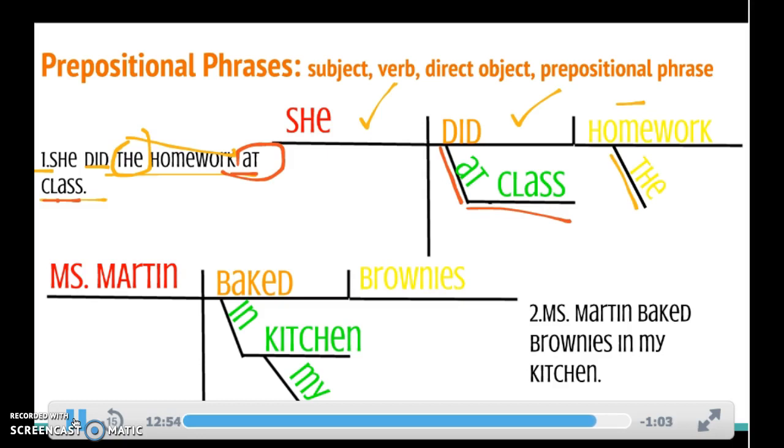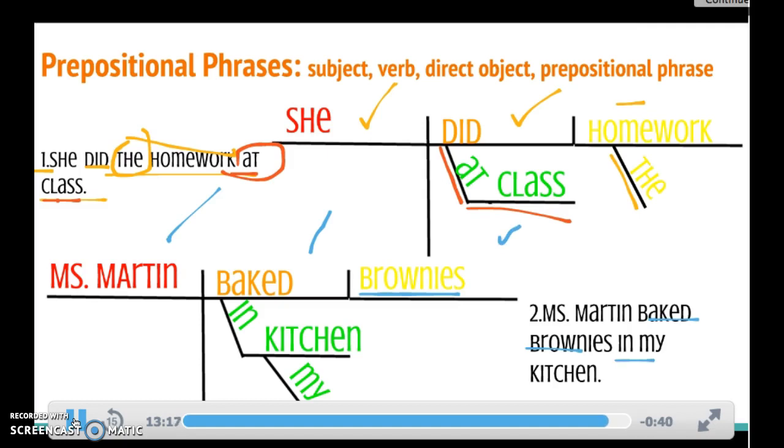Now we're going to read our last sentence. Ms. Martin baked brownies in my kitchen. So what's our verb? Baked. Baked is our verb. We write it right here. Who baked? Ms. Martin. It's our subject. Now we're going to write our direct object. We're going to find that. What was baked? What was directly baked? Our brownies. So perfect. We got our direct object.